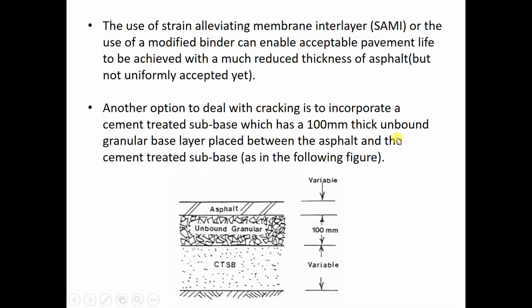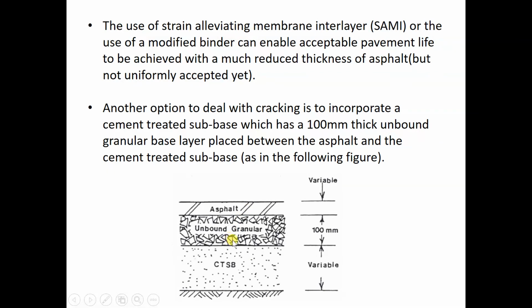which has a 100 mm thick unbound granular base placed between the asphalt and the cement treated sub base. That means above the subgrade, you have the cement treated sub base, but it's not directly in contact with the asphalt. There's an unbound granular material, just aggregates, 100 mm thick, placed between the CTSB and the asphalt.